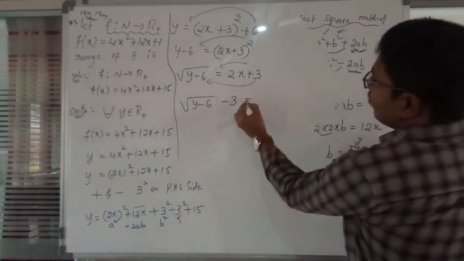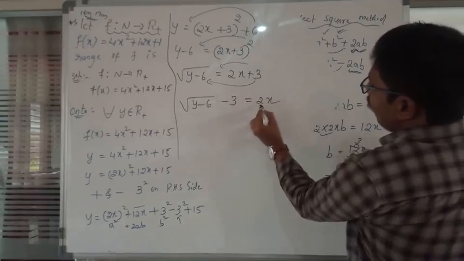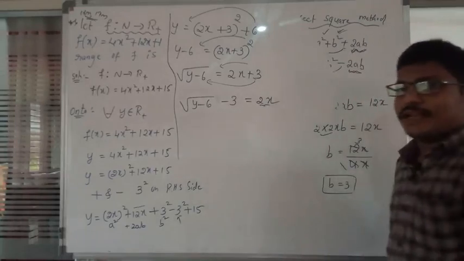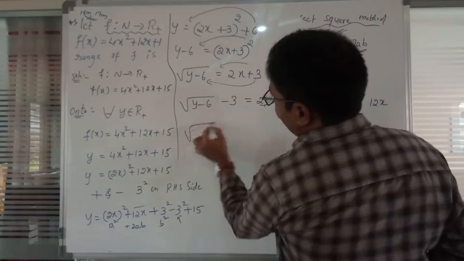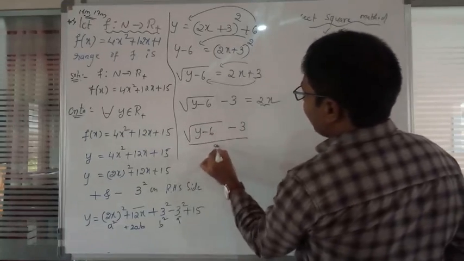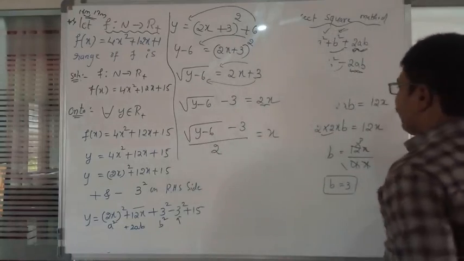Okay, now next one, 2x. 2 and x are multiplied with each other. If 2 is shifted to the LHS, what happens? Root of (y minus 6) minus 3, divided by 2, is equal to x. What is the value?